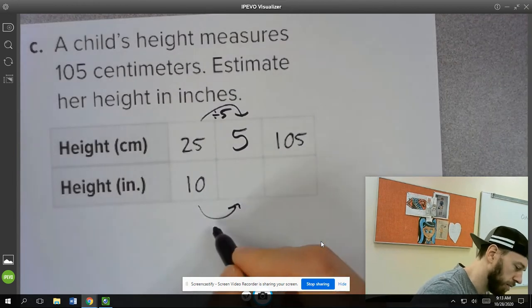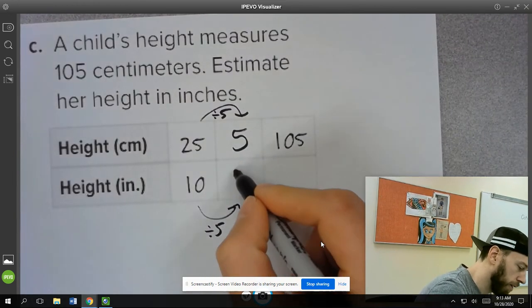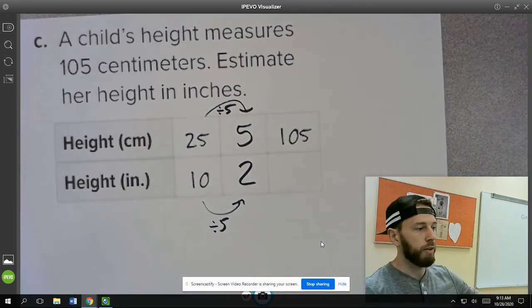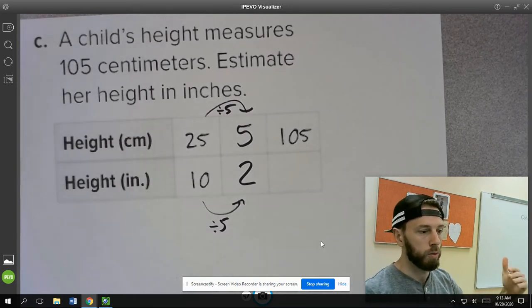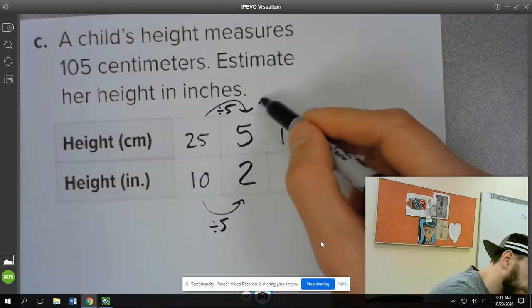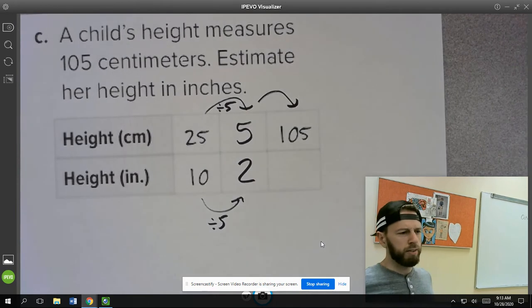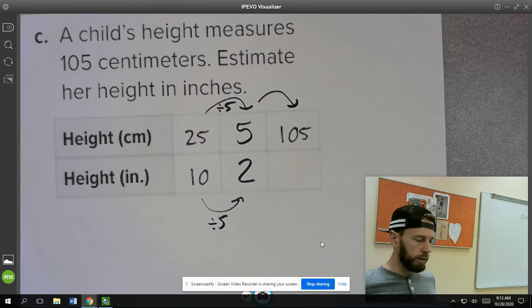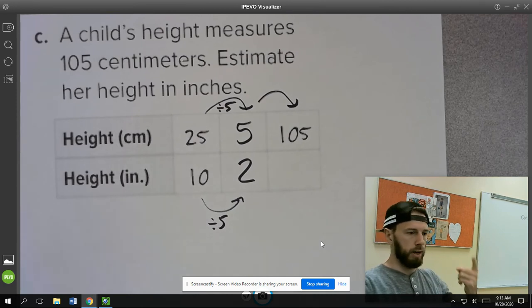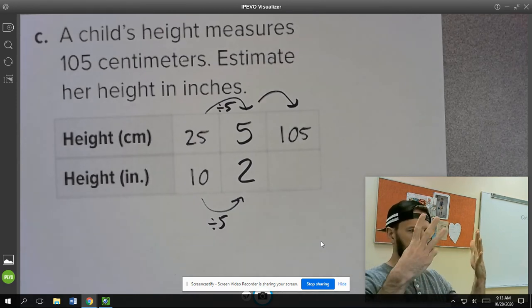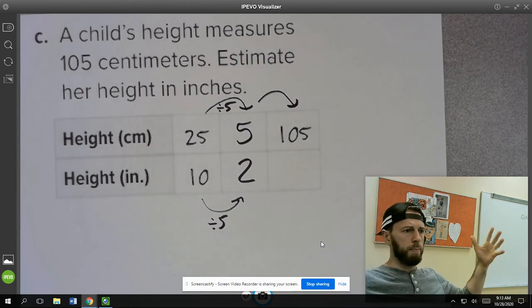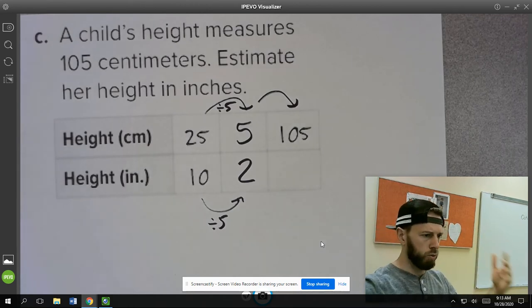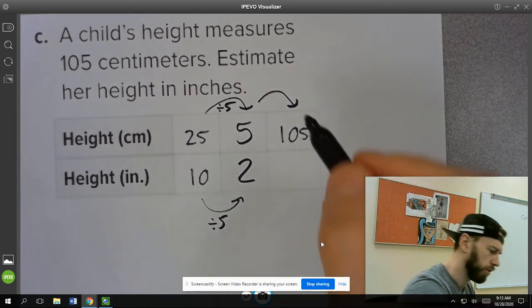We have to do the same thing to the bottom here. 10 divided by 5 is 2. So the ratio of 5 centimeters to 2 inches will help us now because 5 will go up to 105. 5 times something will give us 105. Well, 5 times 20, let me count it. 5, 10, 15. Yeah, I can count all the way up. I believe 20 will get you to 100, so 21 would be 105.